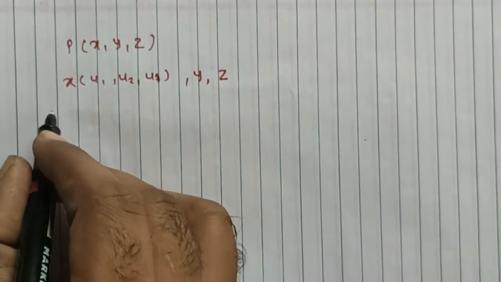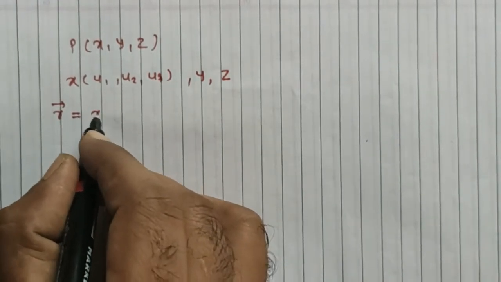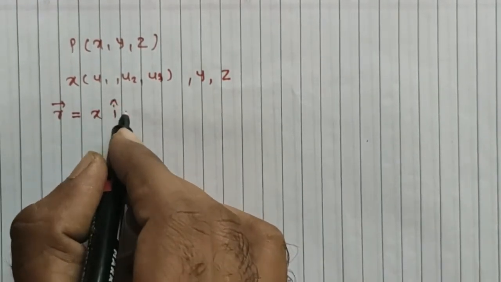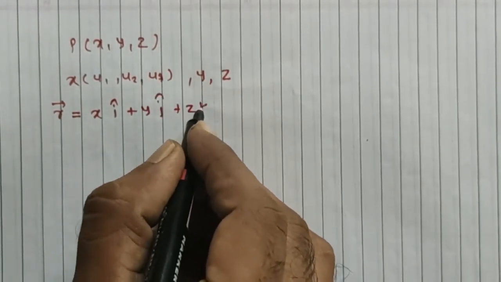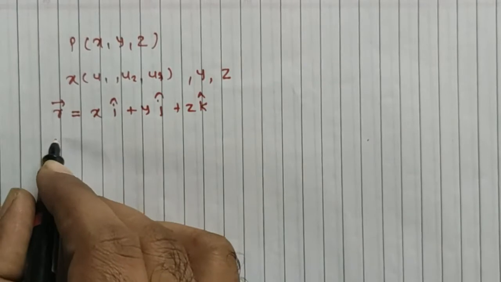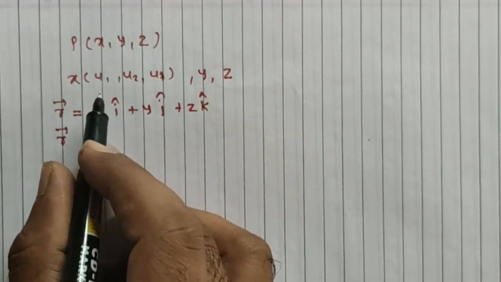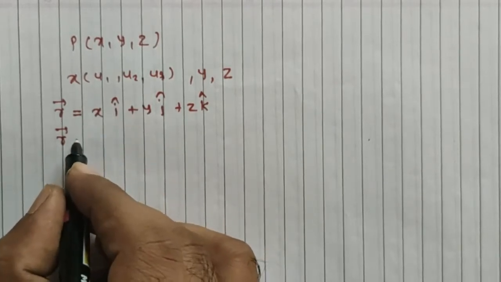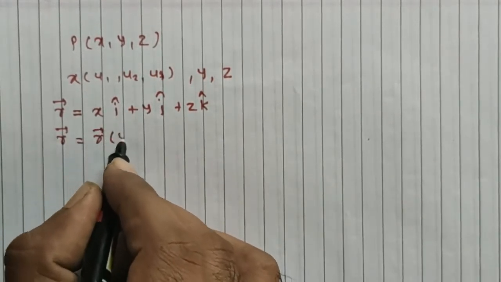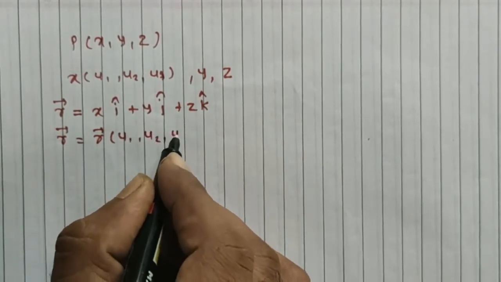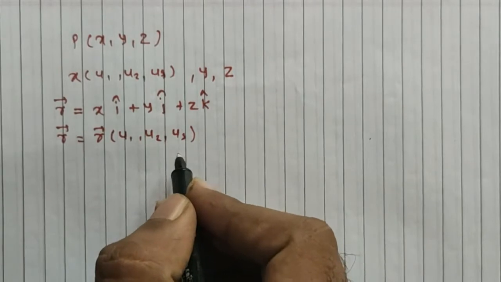So I wrote a position vector in the Cartesian coordinate system, r bar equals x i cap plus y j cap plus z k cap. Now, as x, y, z are functions of u1, u2, u3, I can say that r bar is also a function of u1, u2, u3. u1, u2, u3 are curvilinear coordinates.